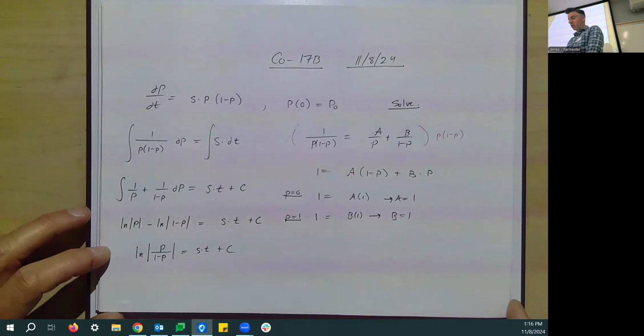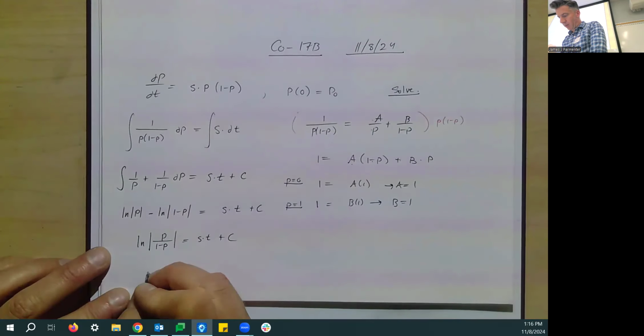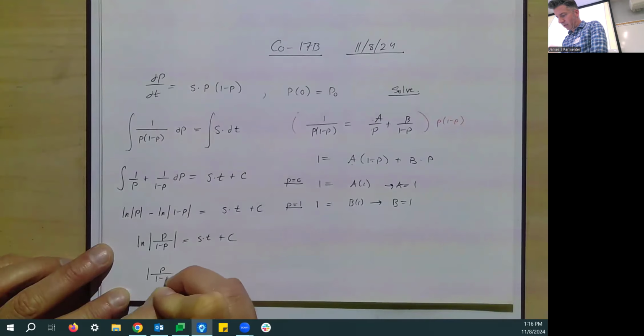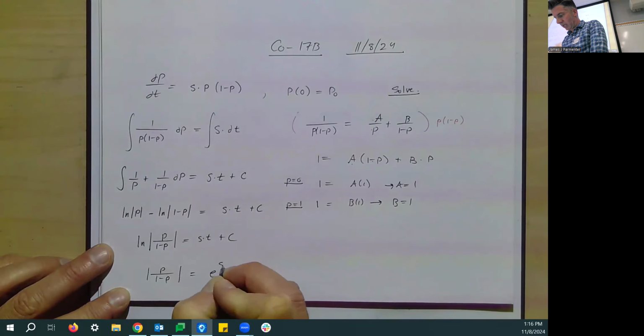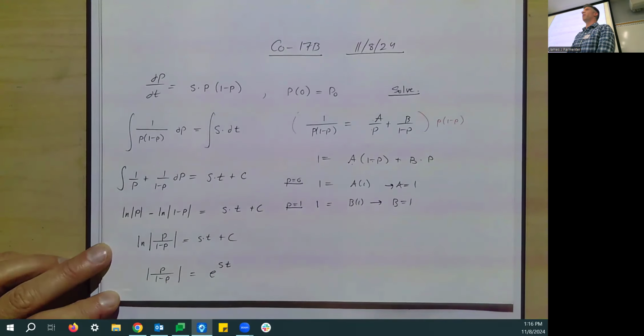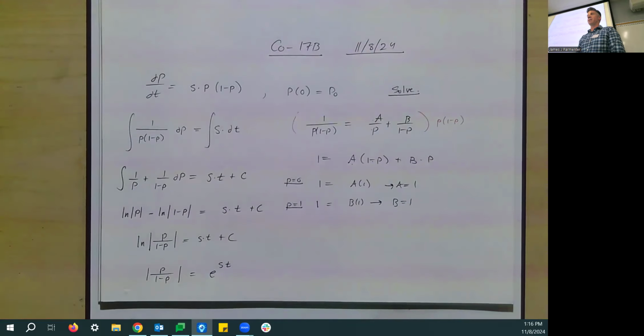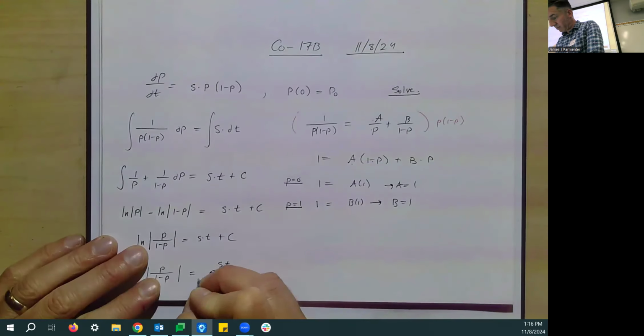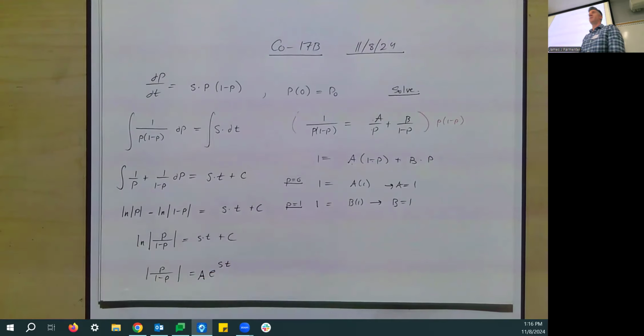And then we're going to exponentiate both sides so that the absolute value of p over 1 minus p is equal to e to the st plus c. But we've done this enough times that you should jump straight to saying it's e to the st times e to the c, which is then e to the st times a new constant, which I'm going to call A. I think it's a perfectly legitimate jump to get to right there.